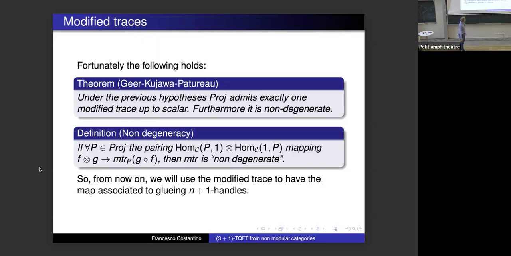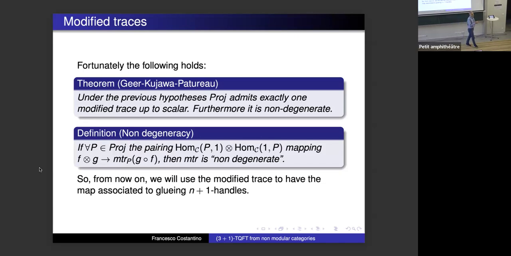This is a theorem by Geer, Kujawa, Patureau-Mirand. Actually, they even prove more. Not only does such a modified trace exist and it's unique up to scalar, it is non-degenerate, which is something we're going to use in a minute. It's non-degenerate in the following sense.